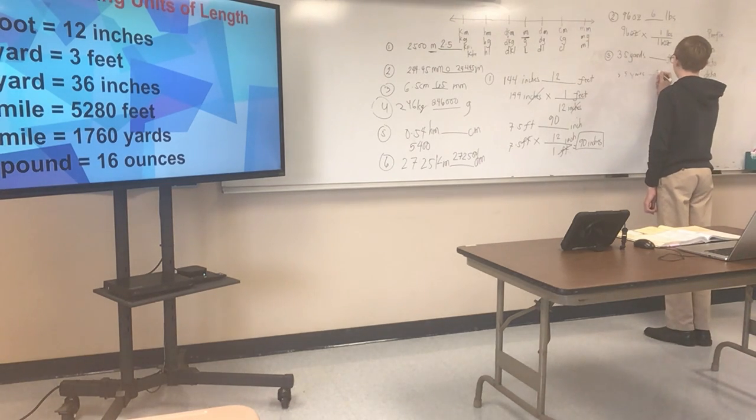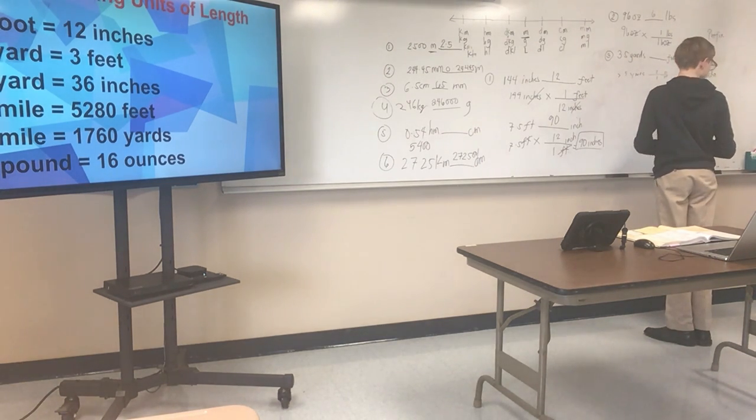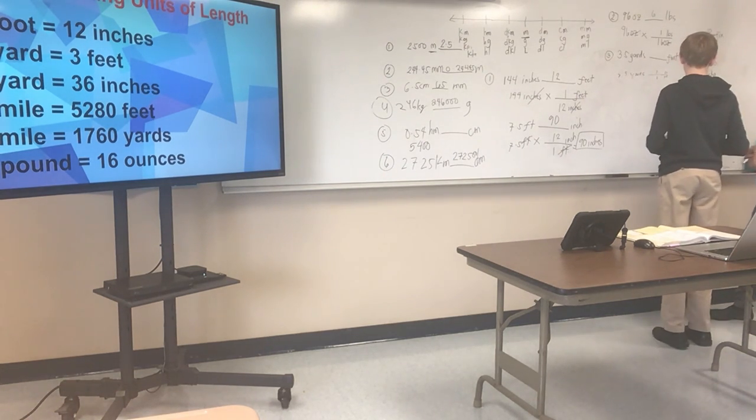Okay, so you just write 3 or 3.5 yards. Just write one foot above. And then what would be the answer? 10.5. That's correct.